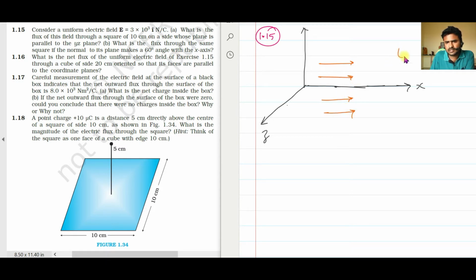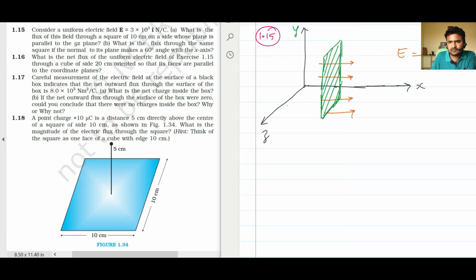How much is the electric field? They have told it is 3 × 10^3 Newton per coulomb. Now in sub question A, they're asking what is the flux of this field through a square of side 10 centimeter whose plane is parallel to YZ plane. So this is my Y and Z, and the plane parallel to YZ is the one I am considering now. How much is the flux through this plane?